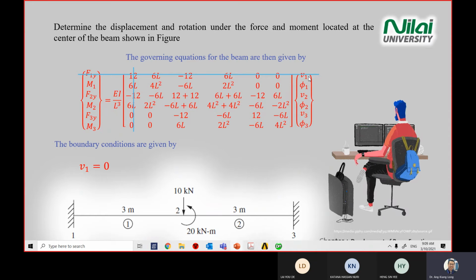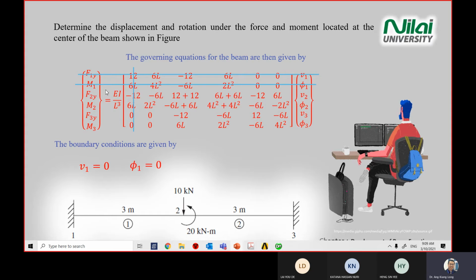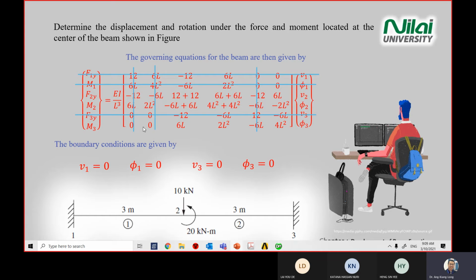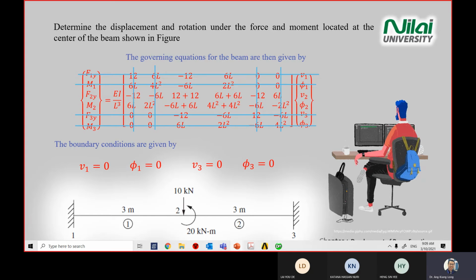All right. You don't have vertical displacement, so you just close it. We are not cancelling, but you just close it. Same with rotation 1. You close it. Then vertical 3. Also you close it. And then rotation 3, you close it. So by closing all these boundary conditions, you know that you only arrive at a very simple matrix. Will give you a 2 times 2 matrix.